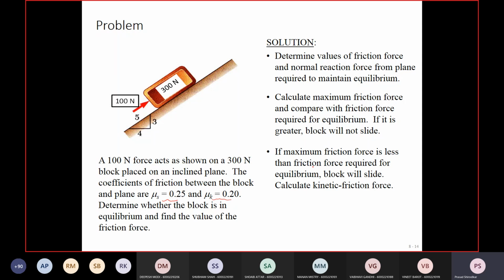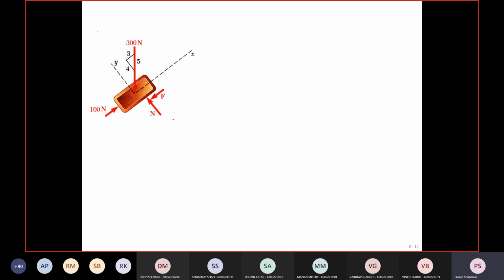Okay, so let's start solving this example. The first step is to write the equations. I have taken the coordinate axes parallel and perpendicular to the plane. So the first step is to determine the forces, summation Fx is equal to 0. We have to resolve these forces. I hope you remember how we did this. What is this angle? This component is 300 and it is parallel to the 5 side.